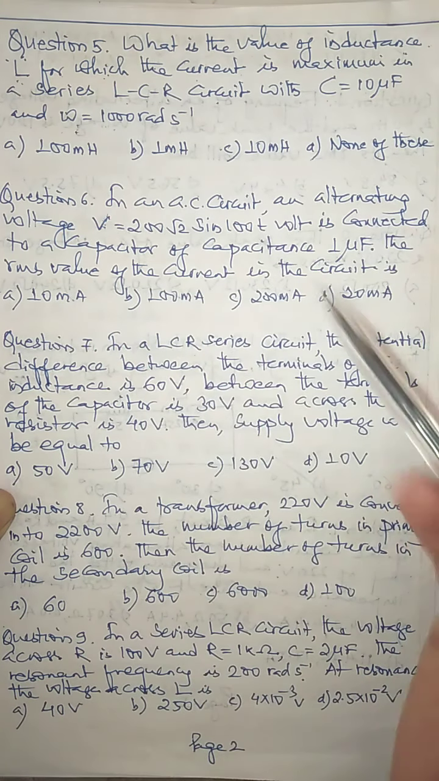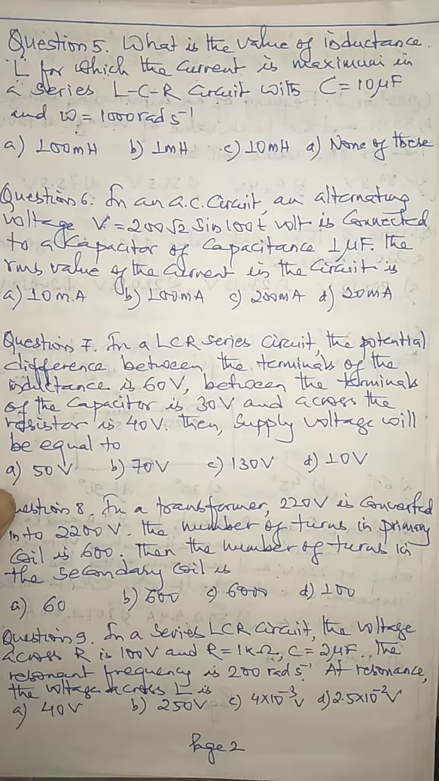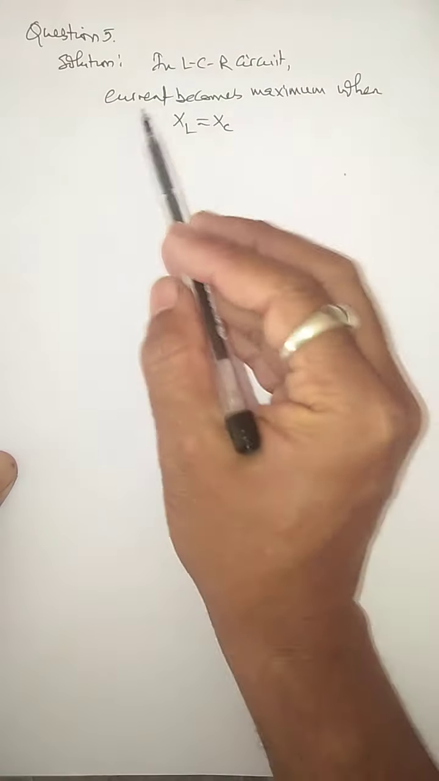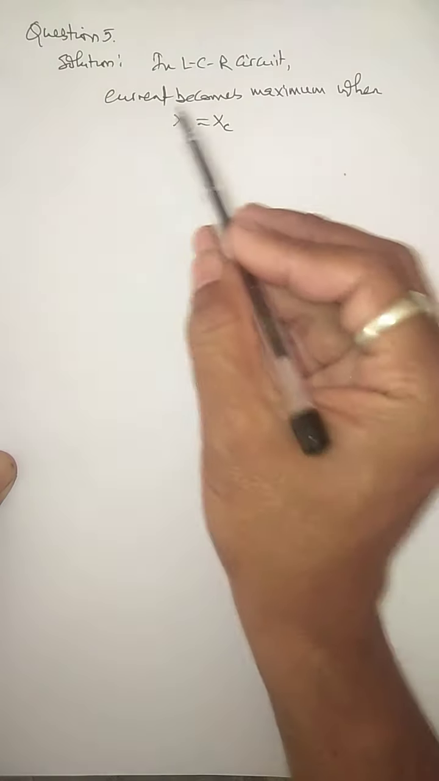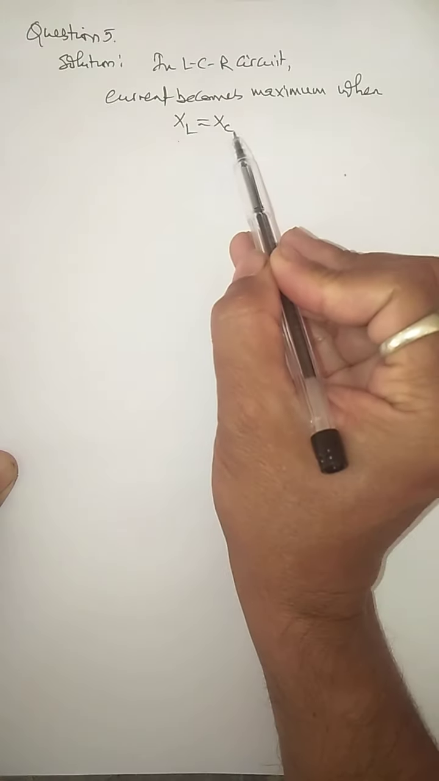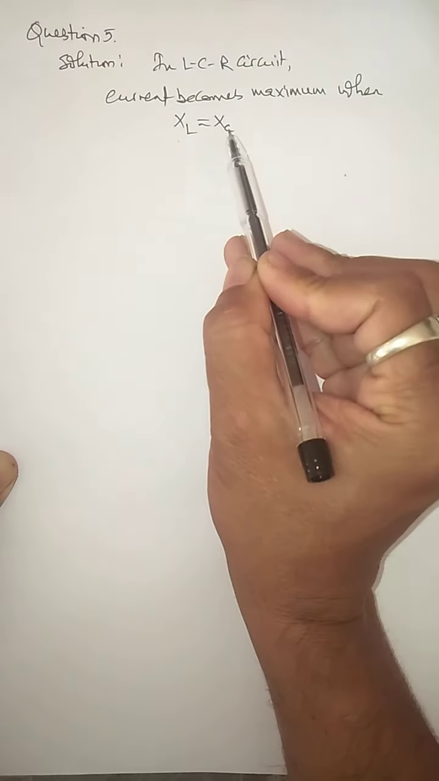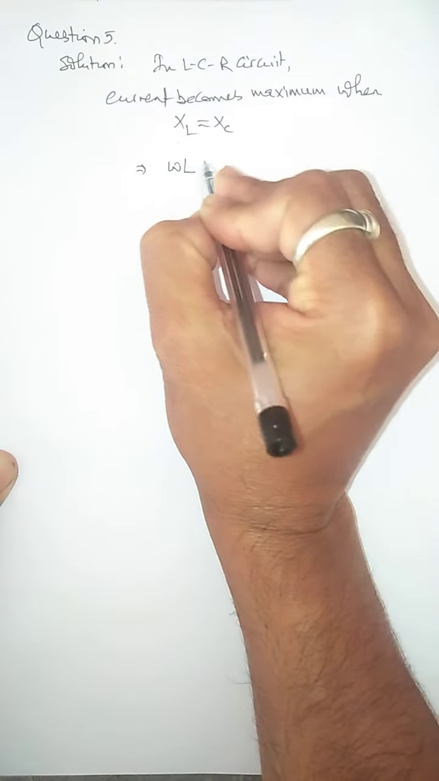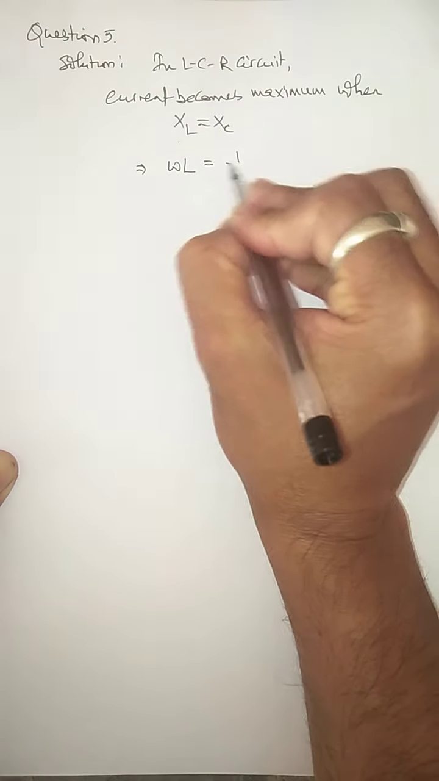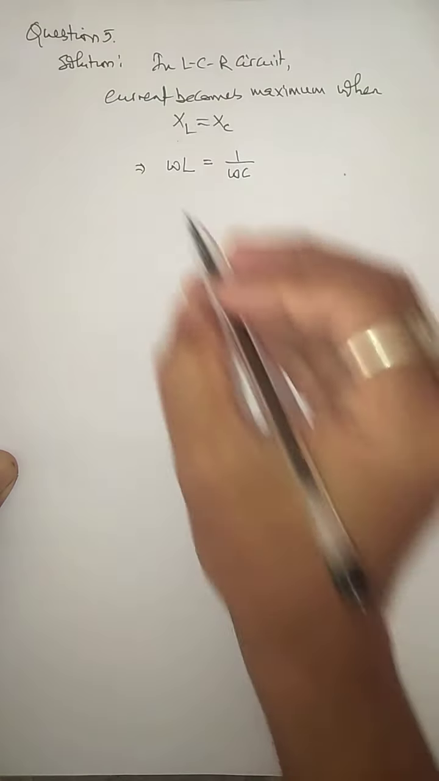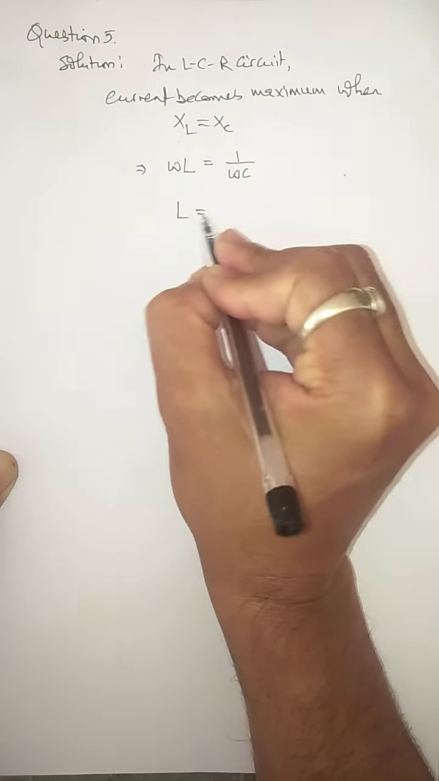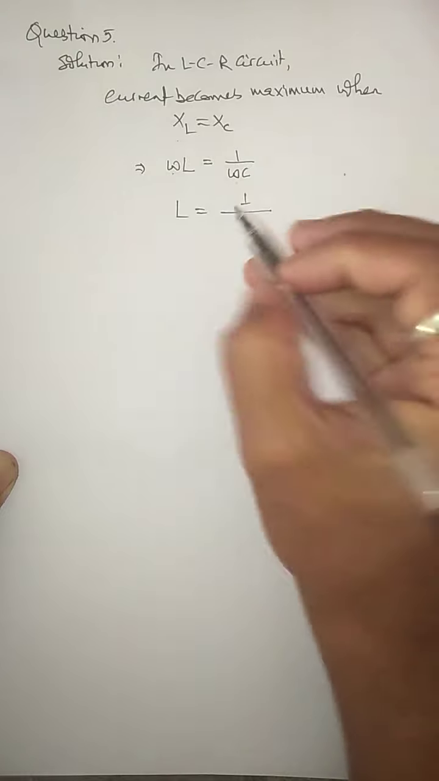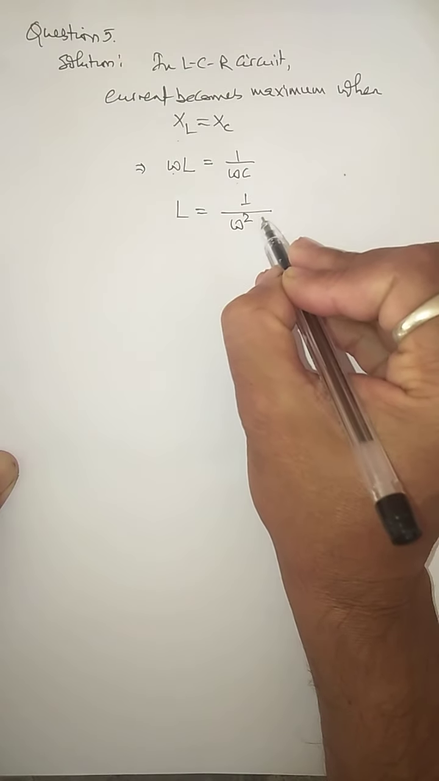Now to choose the correct option, let's do the solution of this question. The question only says that in the LCR circuit, the current becomes maximum. But children, you know current becomes maximum when XL equals XC. XL means inductive reactance, XC means capacitive reactance. XL means omega L. XC means 1 by omega C. So let me make L the subject. L equals 1 by omega into omega. This omega will go in the denominator. It will be omega square, and there is already C.